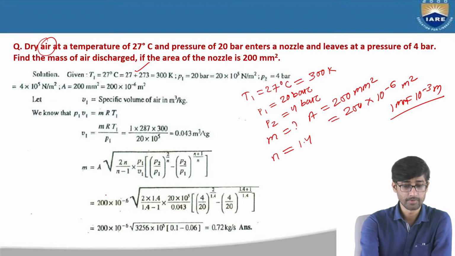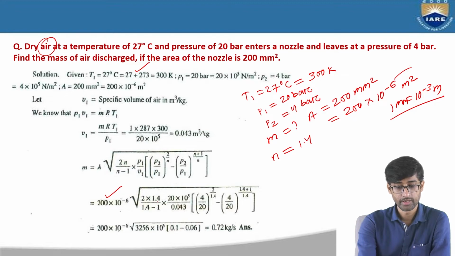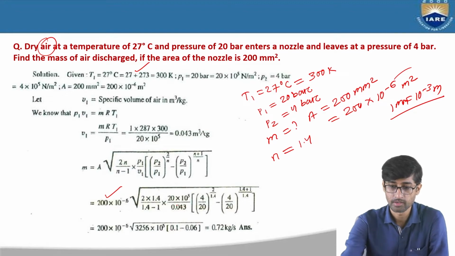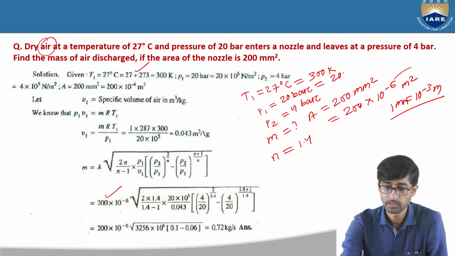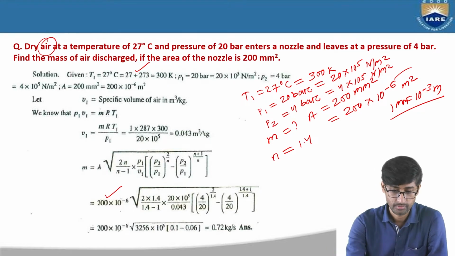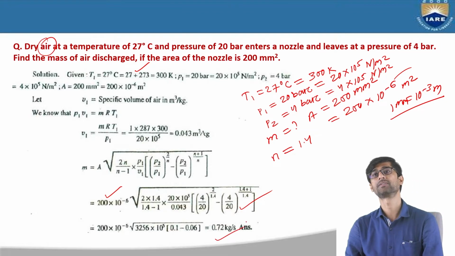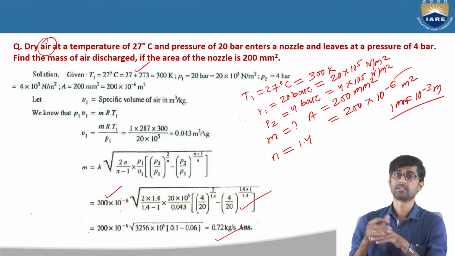So substitute here the value of area, 200 into 10 to the power minus 6, n is 1.4, and pressure P1, which is given as 20 bar. So 20 into 10 to the power 5 Newton per meter square. Substitute here, and we will get the value of mass. That will become 0.72 kg per second. This is how to calculate the mass of steam discharged through the nozzle.